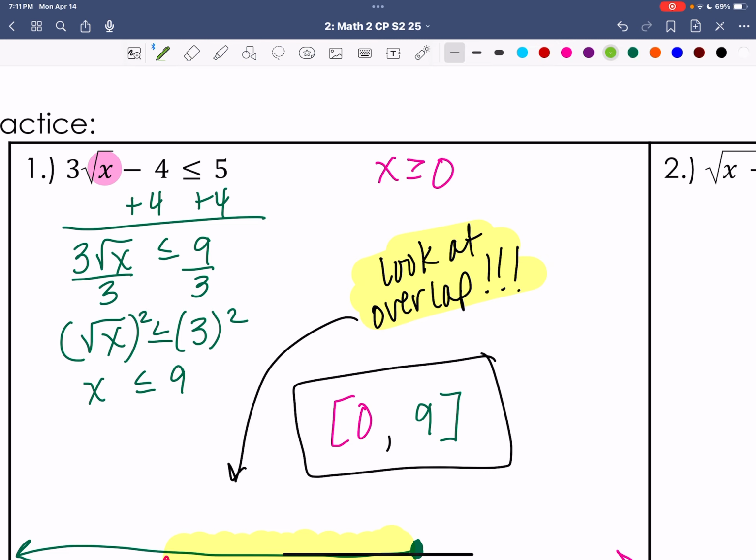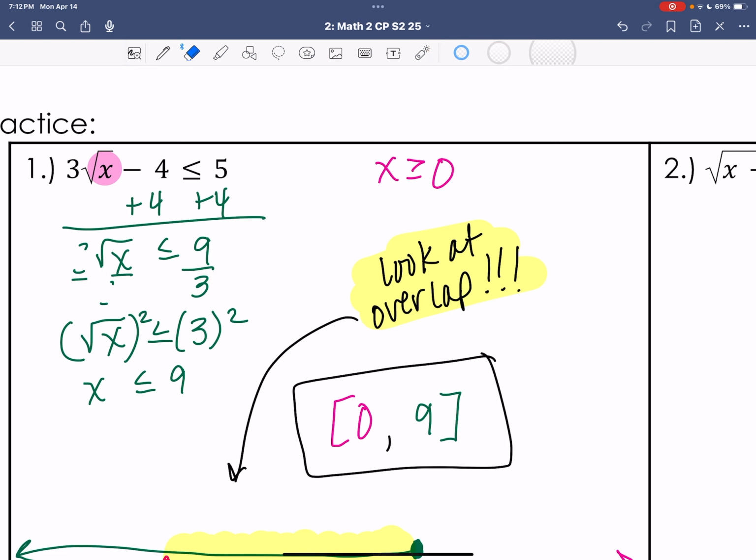First, we're going to do what's under the radical first, and you set it greater than or equal to 0. Okay, well, that's pretty easy. Since we have a closed point there, you're going to have your bracket. Now we need to solve the whole thing, so that's the second part. You're going to add 4 to both sides, and then you get 3 root x is less than or equal to 9. Divide both sides by 3.